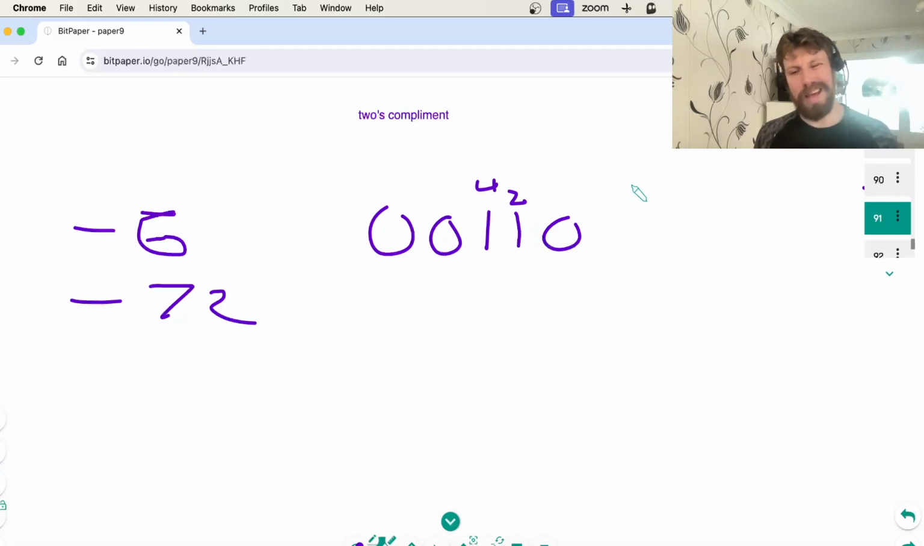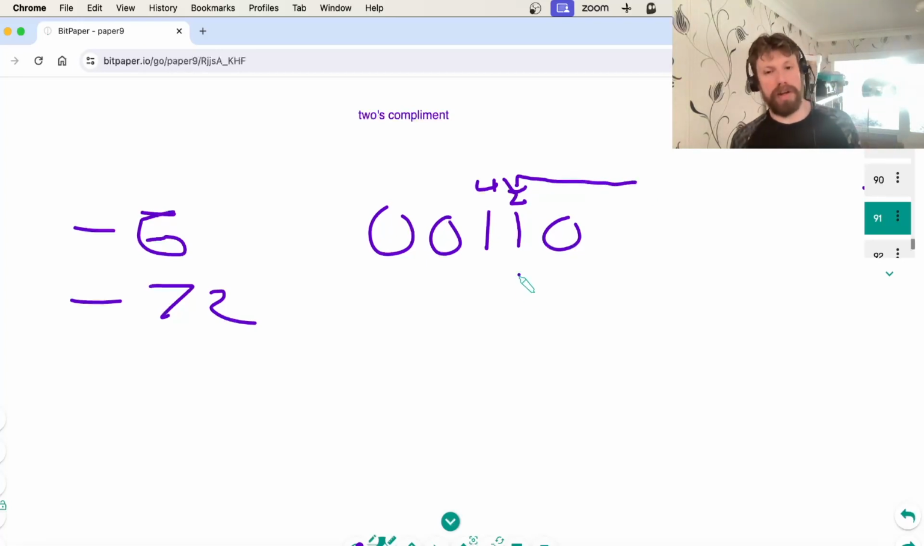Yeah. Then what I've got to do is convert it into a negative number. I'm going to go from right to left and find my first 1. Everything at this 1 and before it stays the same. So 1, 0. And then everything after it is flipped. So this 1 becomes a 0. And then the other ones go 1 and 1. Okay?